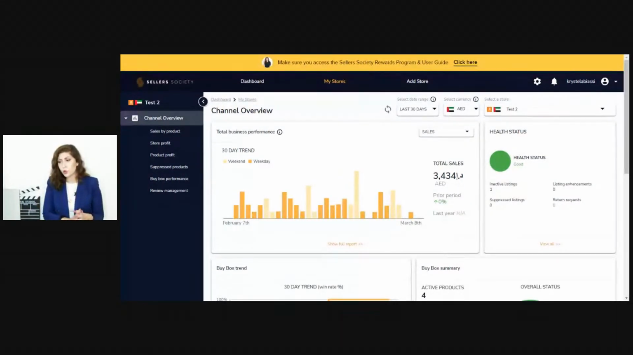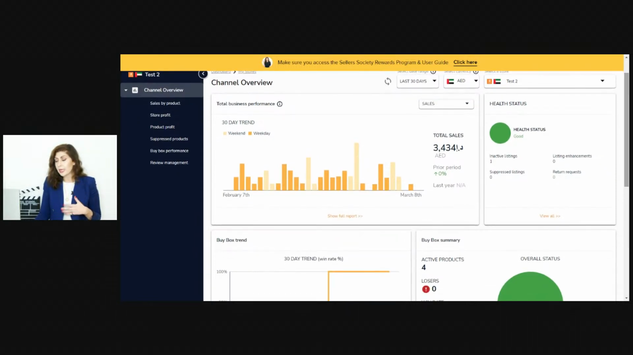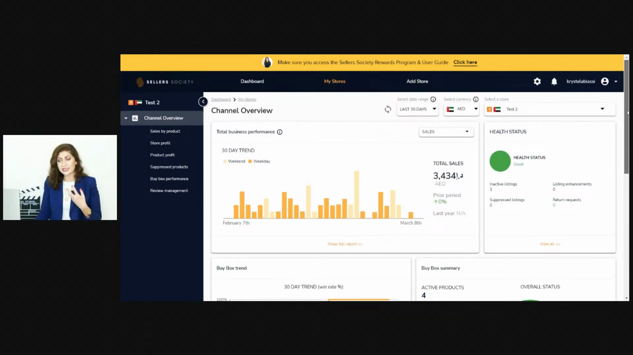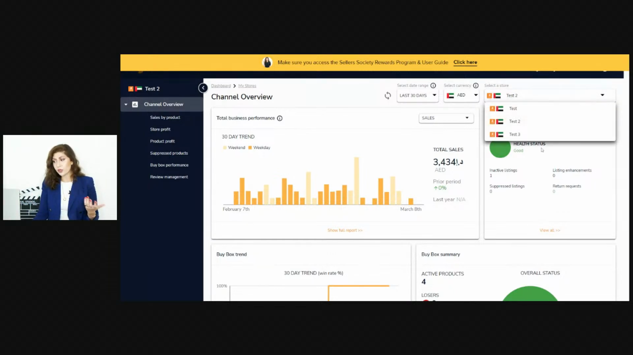As most of you know, Sellers Society is a software that we have developed. The idea behind Sellers Society is to help you properly and accurately manage your business and know your expenses. Even if you are not subscribed to Sellers Society, you can understand exactly what I'm talking about by me showing you this dashboard. So this is the channel overview. The channel overview shows you exactly what is happening in general with your store. You can add more than one store if you are selling in more than one Amazon marketplace.